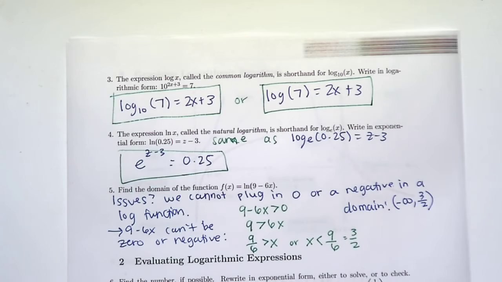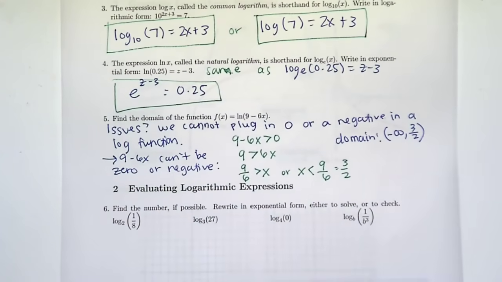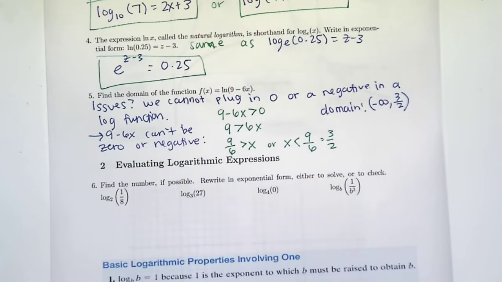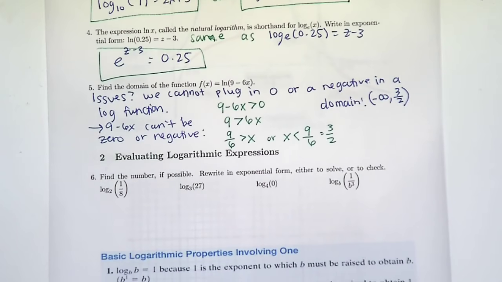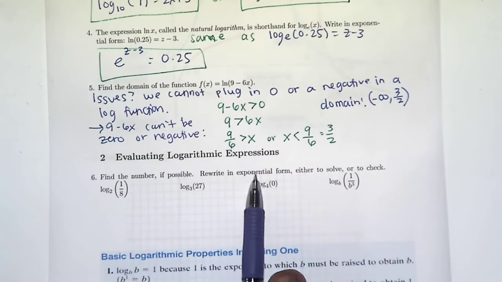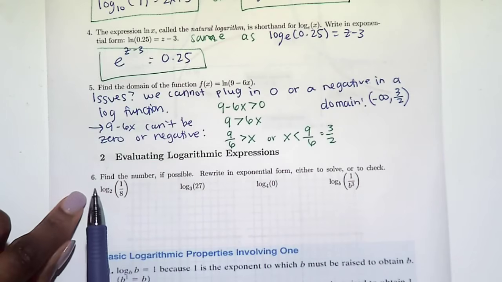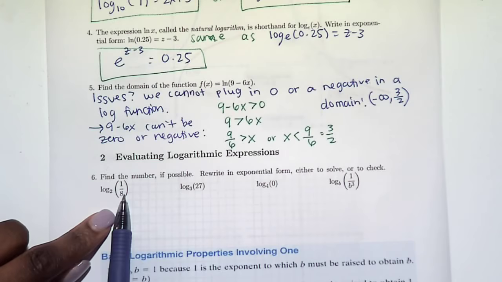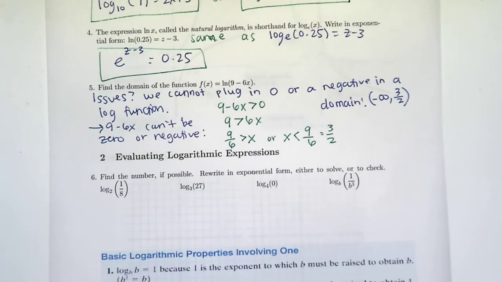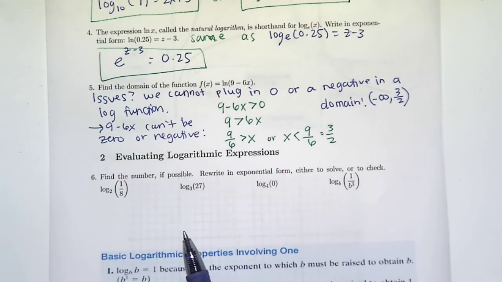All right, so let's talk about evaluating logarithmic expressions. We want to find the answer to this. It may be easier to think about this in equation form. It says you may want to rewrite this in exponential form to either solve or to check your answer. So the first one, we want to figure out log base 2 of 1 over 8. What number is that? This is not something we can plug in the calculator because we don't have log base 2 in our calculator.